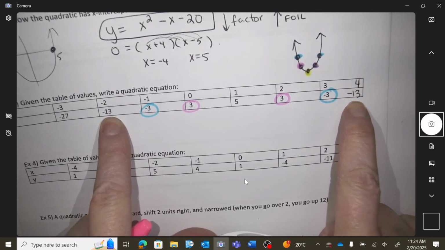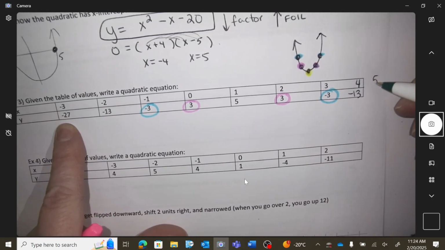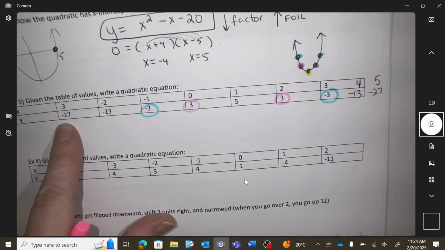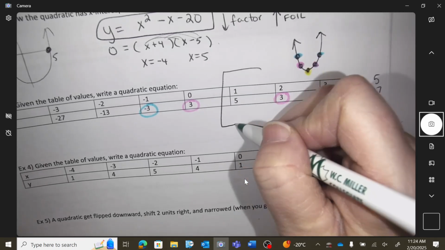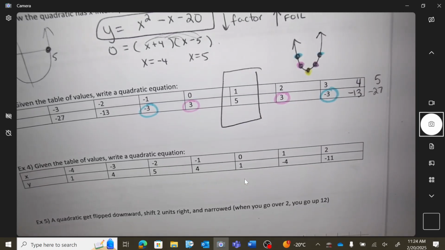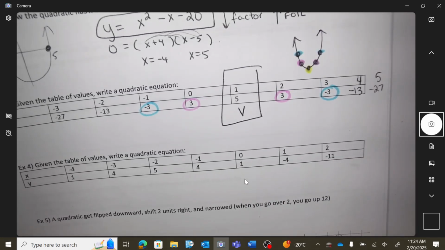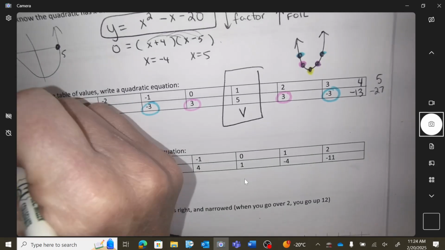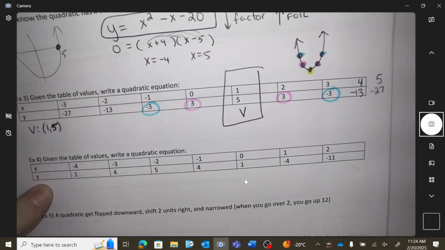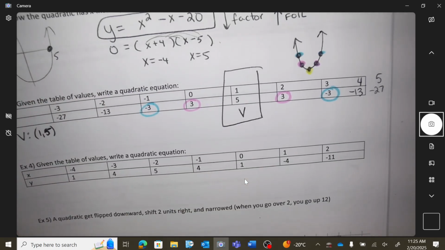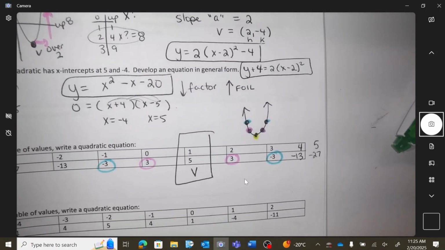So what's the next point? Has to be a partner to this one. So it would have been 5 comma -27, right? Okay, can I conclude? That's all alone then. So this is my vertex. Okay, so that's good. Vertex. Now, I need to figure out that slope multiplier. So let's figure out a pattern.